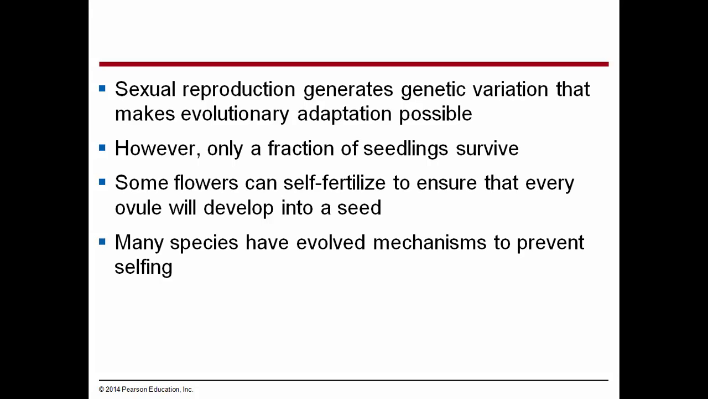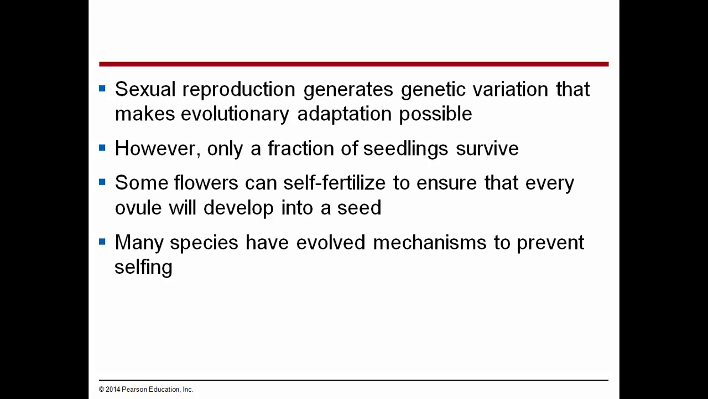Sexual reproduction generates genetic variation that makes evolutionary adaptation possible. However, only a fraction of seedlings survive. Some flowers can self-fertilize to ensure that every ovule will develop into a seed. Many species have evolved mechanisms to prevent selfing.